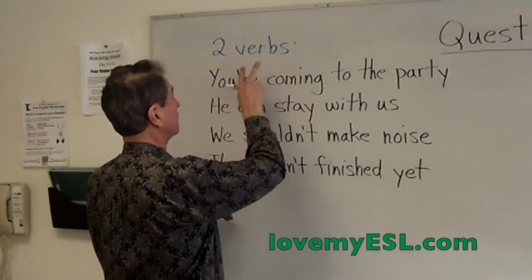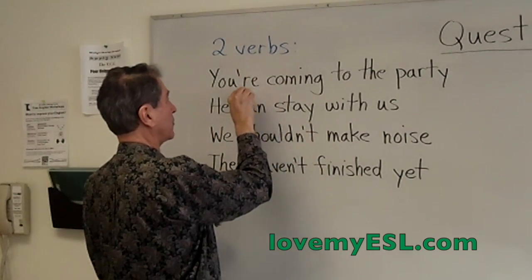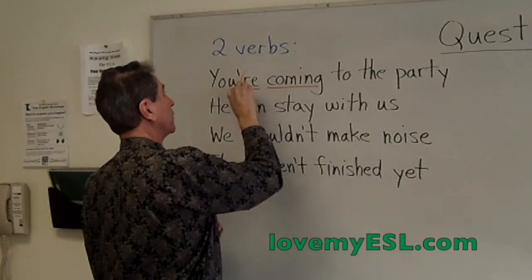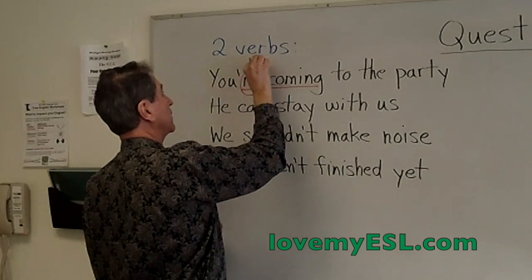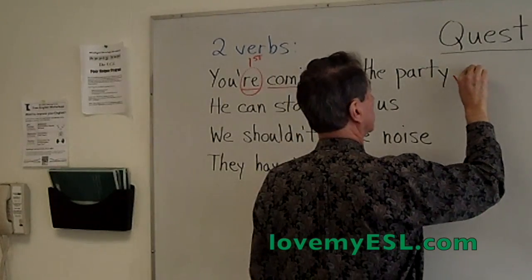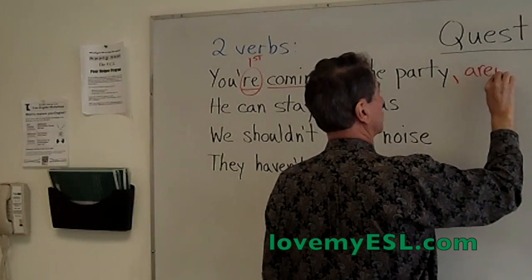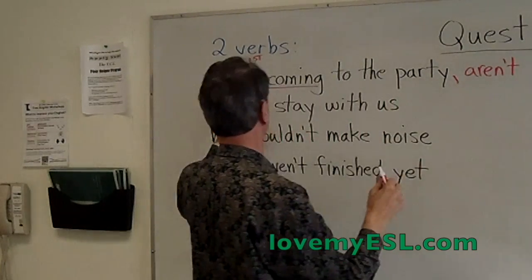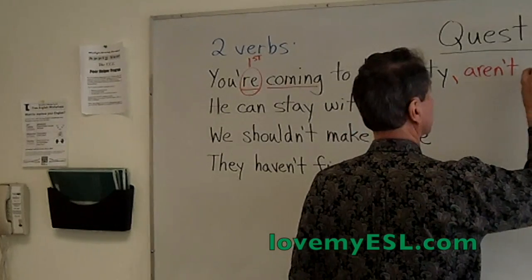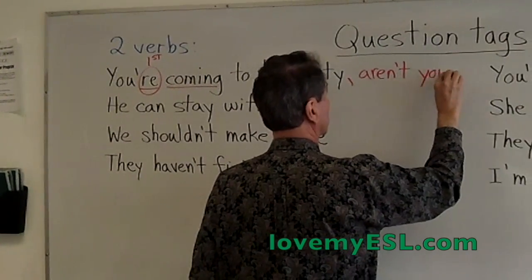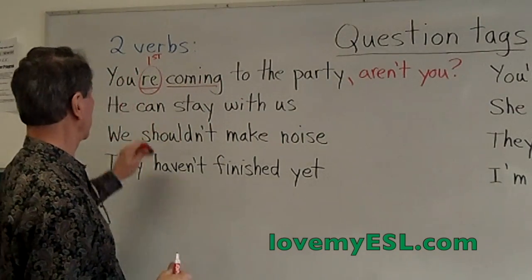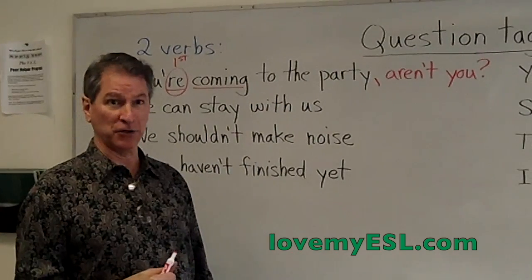Well, first of all, if there are two verbs in the sentence, like there are right here, are and coming, you take the first verb, and then you put it after a comma. You are coming to the party, and you make it opposite, which is negative. Here it's positive, you are. Here it has to be negative, you say aren't. And then you repeat the subject, aren't you? And that changes everything into a question. You're coming to the party, aren't you?